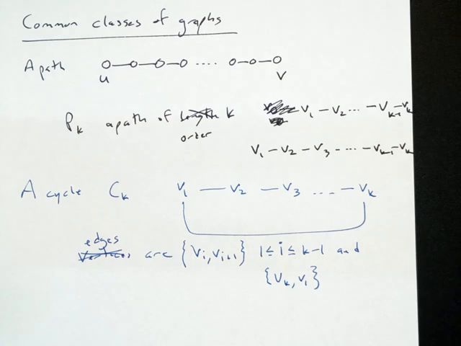So paths and cycles were part of other graphs, but I can think of them as a whole class of graphs unto themselves as well. Questions? So I have a path, Pk, k vertices. I have a cycle, Ck, k vertices.